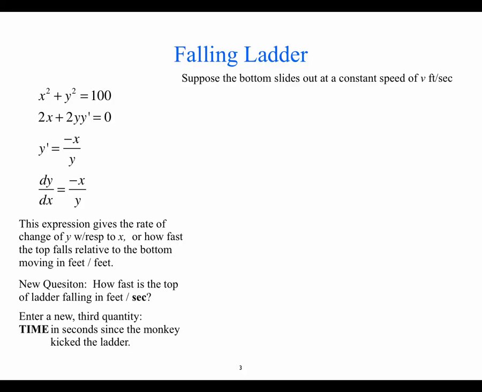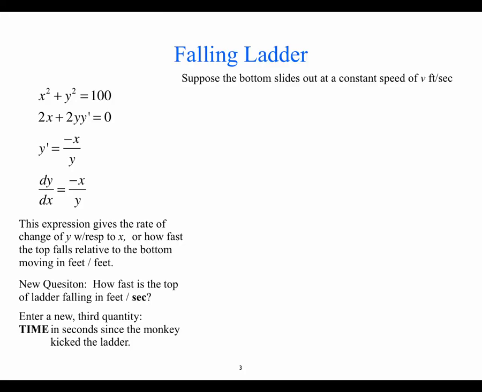So if we want to talk about how fast the top of the ladder is falling in feet per second, we need to know something about how x is changing with time. So suppose the bottom slides out at a constant speed of v feet per second. If you want, you can make that 2 feet per second or something like that, but v could be any constant speed.